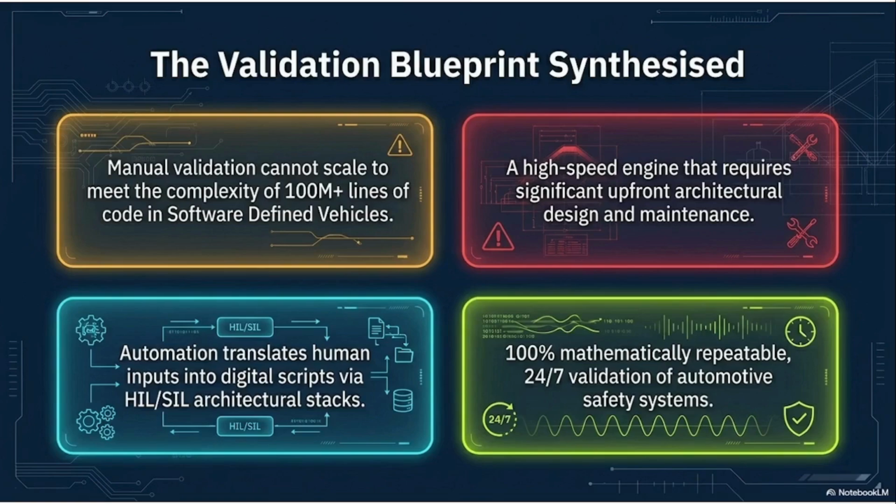To wrap up, automotive automation is essential for managing the complexity of modern vehicles. It moves us from manual verification to scalable, precise validation. By building a strong test automation architecture and choosing the right tests to automate, we ensure that the vehicles of tomorrow are both safe and reliable.